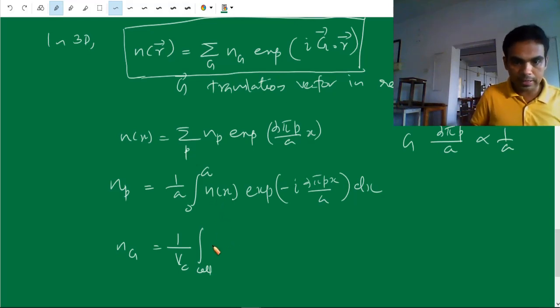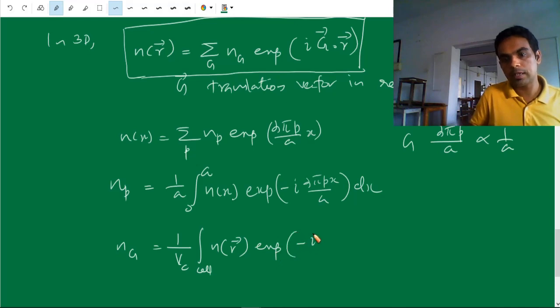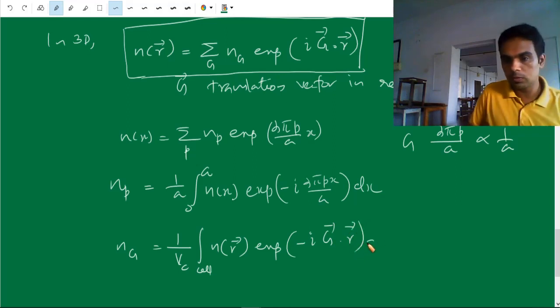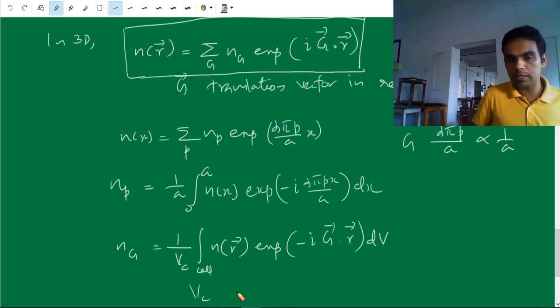Therefore, we can write n_G as 1 by Vc times the integral of n of r exponential minus i G dot r dV. Here Vc is the volume of a cell in the crystal.